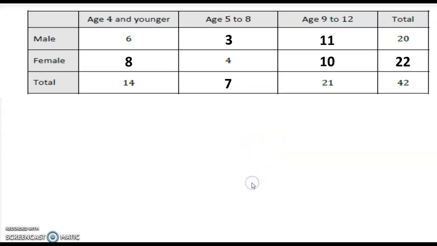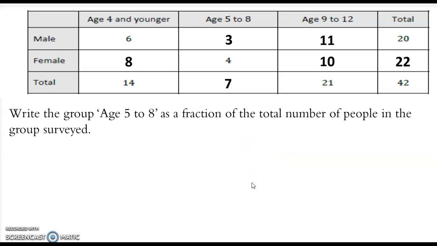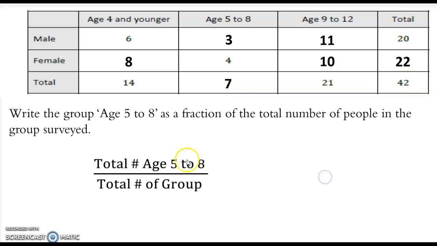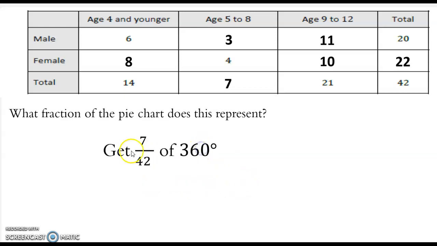Now, if we apply that logic to the other age groups, write the group age 5 to 8 as a fraction of the total number of people in the group surveyed. For age 5 to 8, the total number of people is 7, and the group in total is 42. So it's 7 out of 42. Then we want to find what fraction of 360 degrees this is. Of means multiply, so 7 over 42 multiplied by 360 gives an answer of 60 degrees.